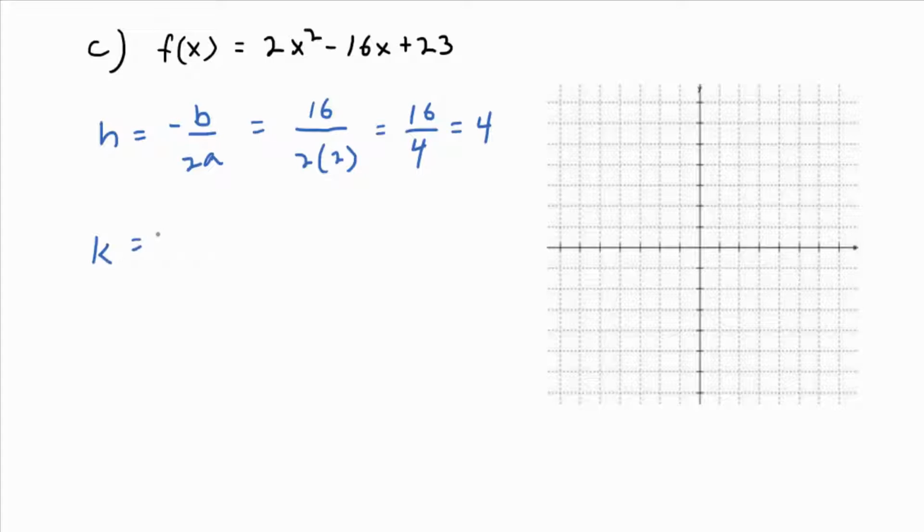You just plug it in the formula. K is going to be f of 4. And so you get, okay, plug it in: 2 times 4 squared minus 16 times 4 plus 23. Okay, what's 2 times 4 squared?